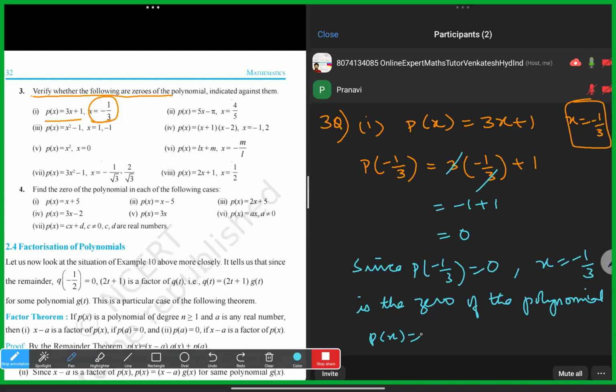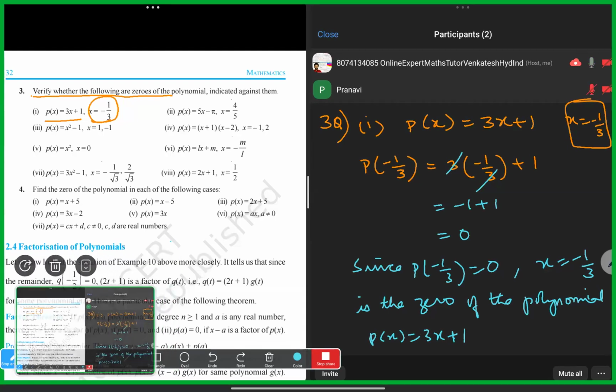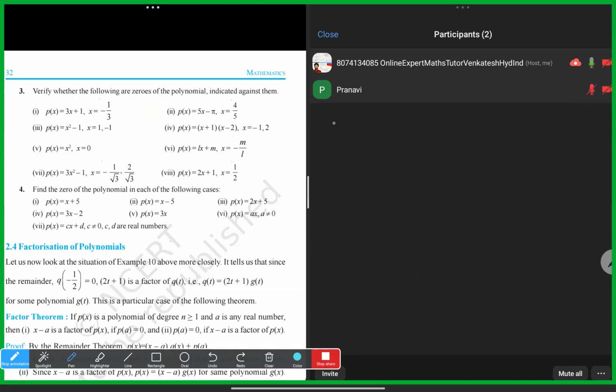P of x is equal to 3x plus 1. Okay, Pranavi? Yes, sir. Means the polynomial value became 0 at the x value. We'll go to the second one. Okay, Pranavi? Yes, sir. We'll deal with the third question, second part. So if you observe, Pranavi, p of x is equal to 5x minus 5, and x they gave as 4 by 5.